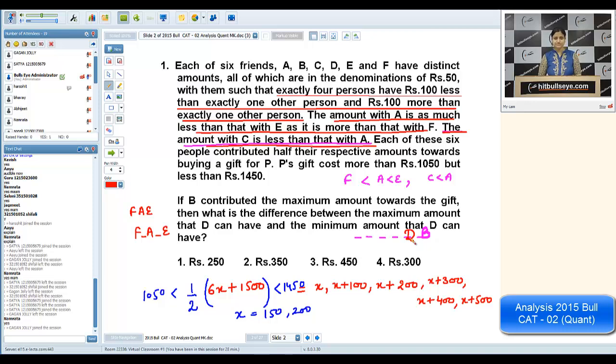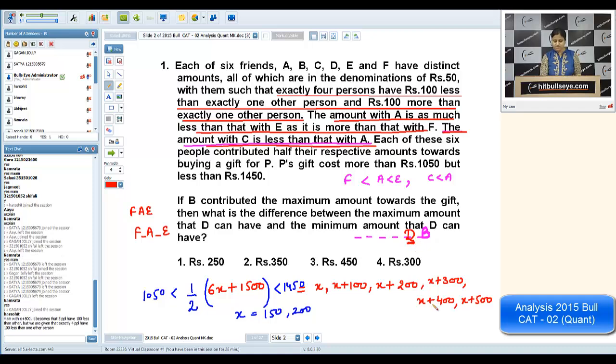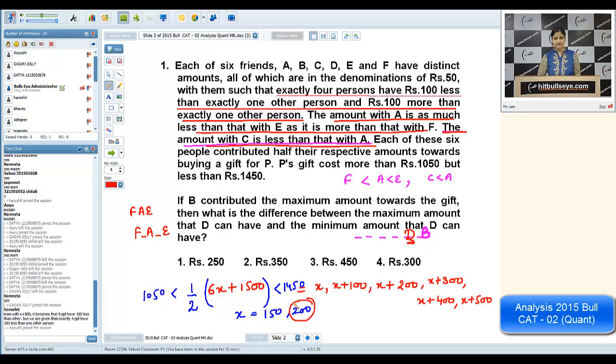No need to adjust these things. So what can be D's amount? Since we need the maximum, I'll take X as 200. So it will be 200 plus 400, which comes out to be 600. That can be the maximum amount. Now by taking the other case, where X is 150, we'll take the minimum amount and we'll write the difference. Is it okay?